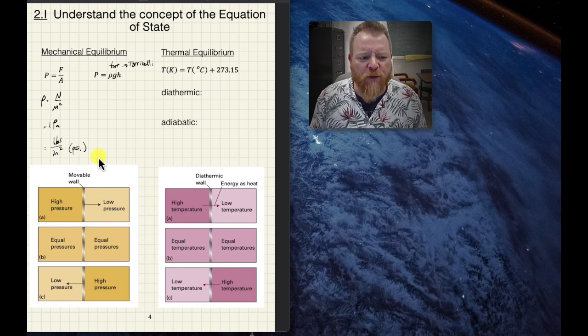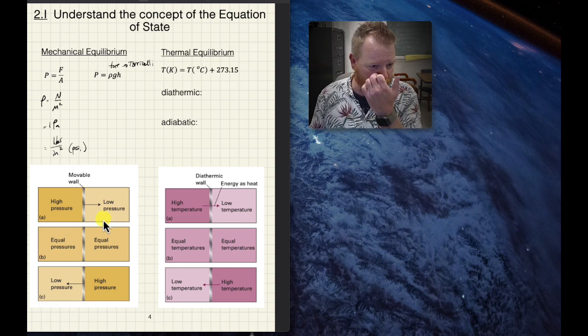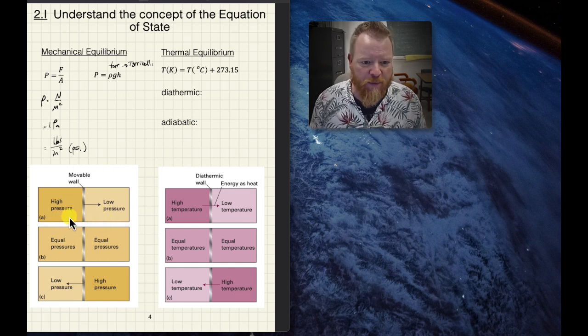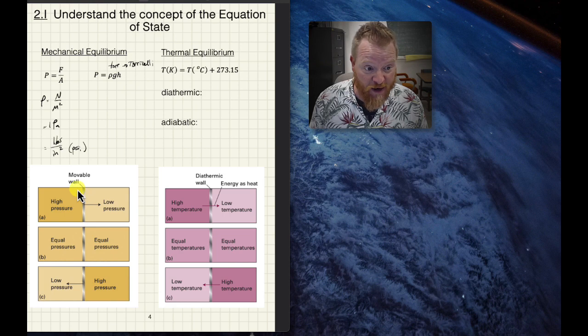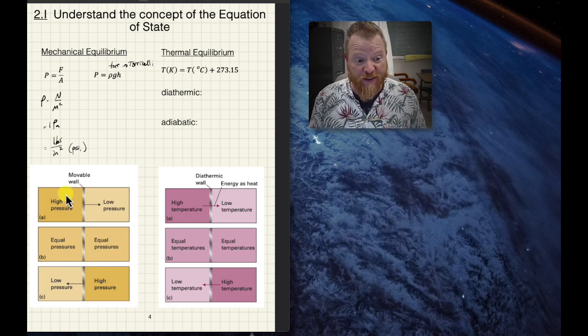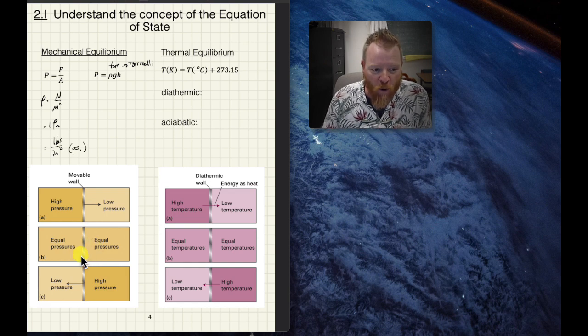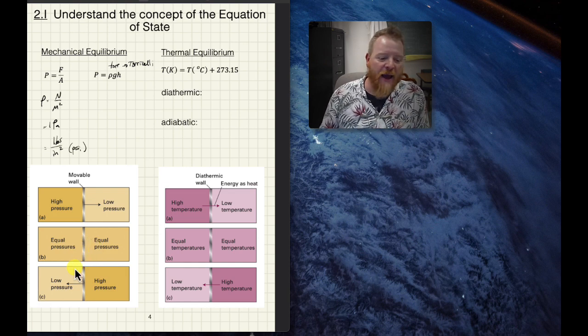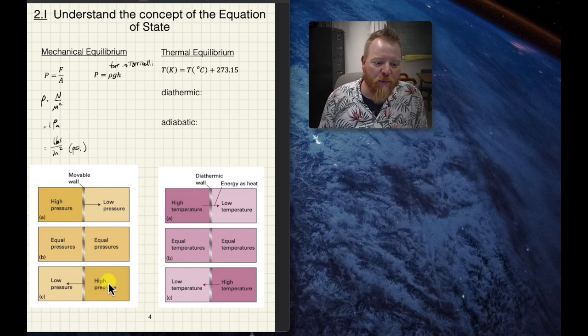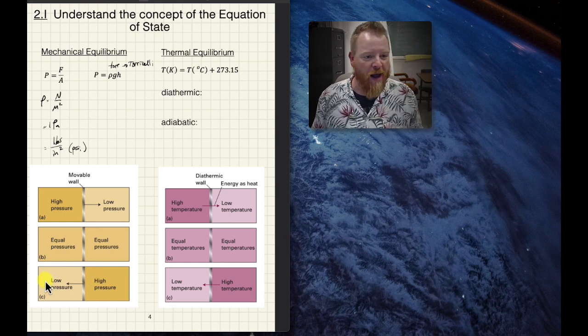Okay. So, but first, if we ask, what is this mechanical equilibrium business going on? This is very happy, feel-good stuff. If we have this movable wall and two containers, if there's a high-pressure sample on one side and a low-pressure sample on the other side, the high pressure will exert a force over the given area of this movable wall until the two pressures are equal. Of course, if the two pressures are equal, the wall doesn't move anymore. And if the opposite side had high pressure, then the wall would move the other way.